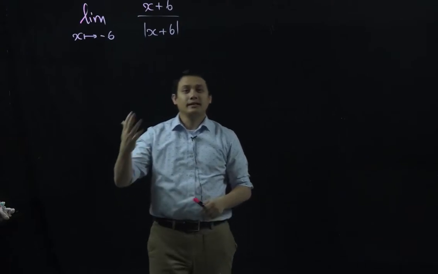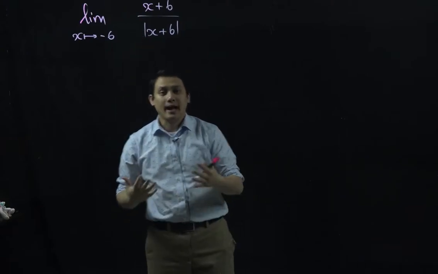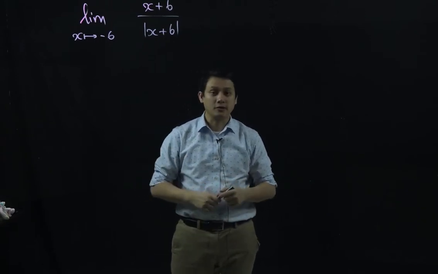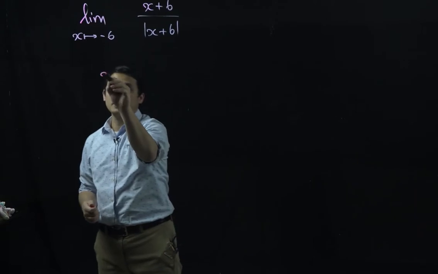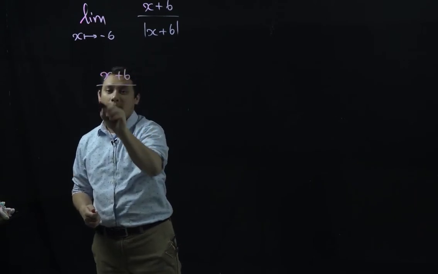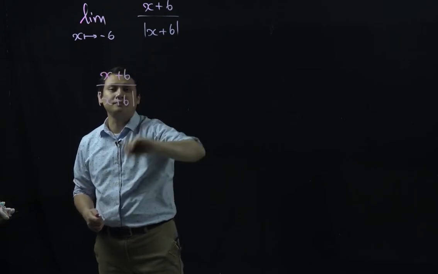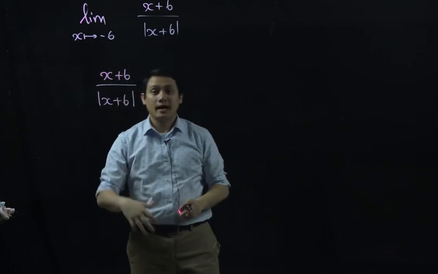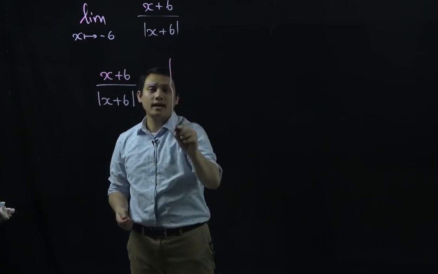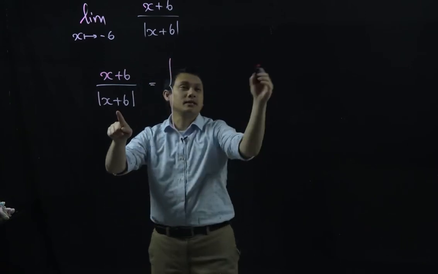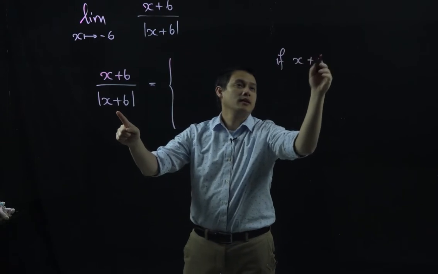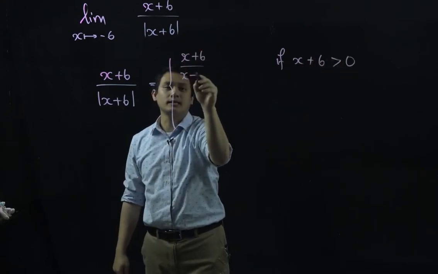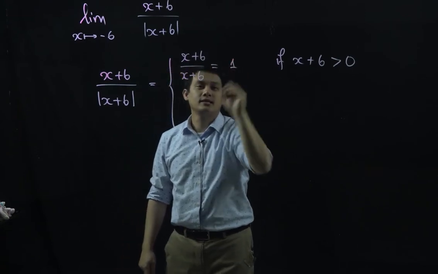For this problem, to find the limit of a function involving absolute values, you have to analyze the absolute value of the function first. So I consider the function (x + 6) over the absolute value of (x + 6). Because of absolute value, you can have a positive part and a negative part. When x + 6 is positive, then you have (x + 6) over (x + 6), which is equal to 1.